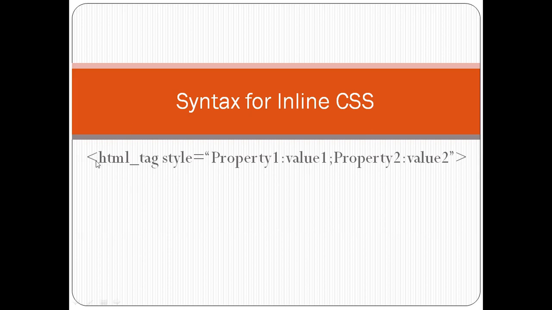After the angular bracket, you have to write the name of the HTML tag to which you want to apply the style. After that, use style as an attribute. Style is equal to, inside double quotes, you have to specify the property and its value. So specify the first property, put a colon, then write down the value of that property, put a semicolon, then use another property, put a colon, and then write down the value of the second property and so on. Students, remember here between property and value you are going to put a colon, whereas between two different properties you are going to make use of a semicolon. Okay.